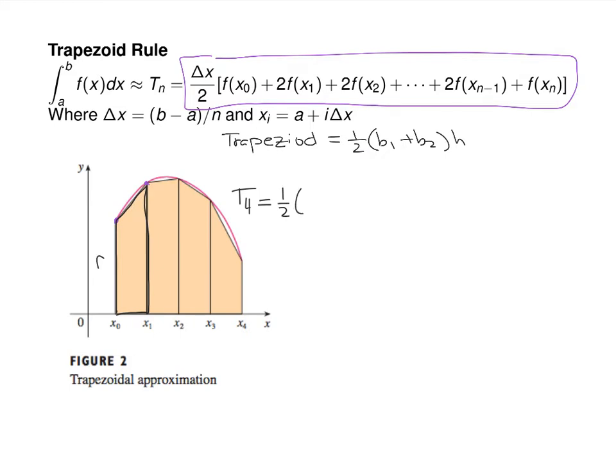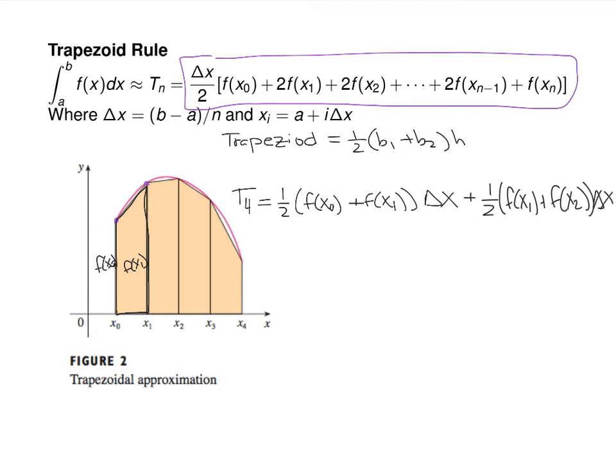Now base 1 is f of x0. So 1/2 f of x0 plus f of x1, since base 2 is f of x1, and then the height is delta x. Similarly, for the next trapezoid, base 1 is f of x1 and base 2 is f of x2. So we're going to have plus 1/2 times f of x1 plus f of x2, that's averaging the bases, times delta x.